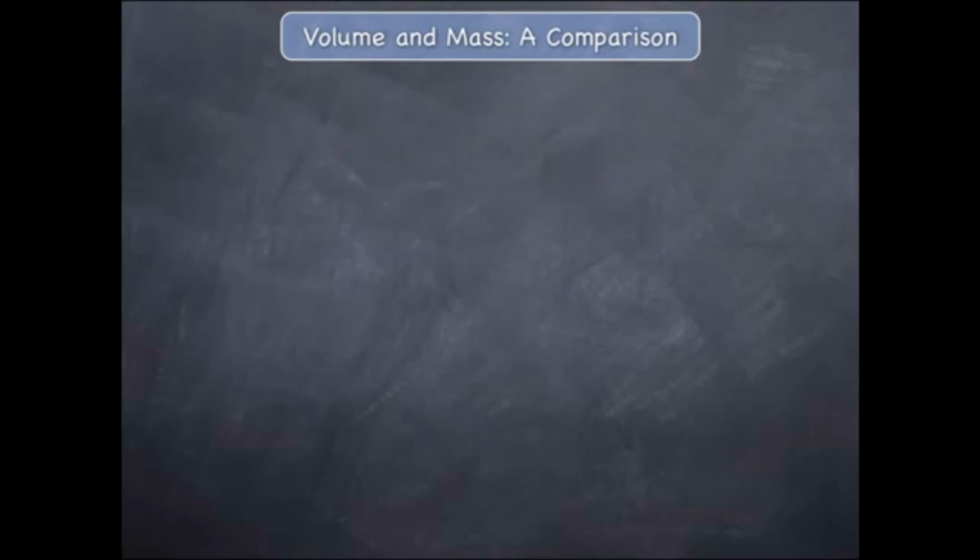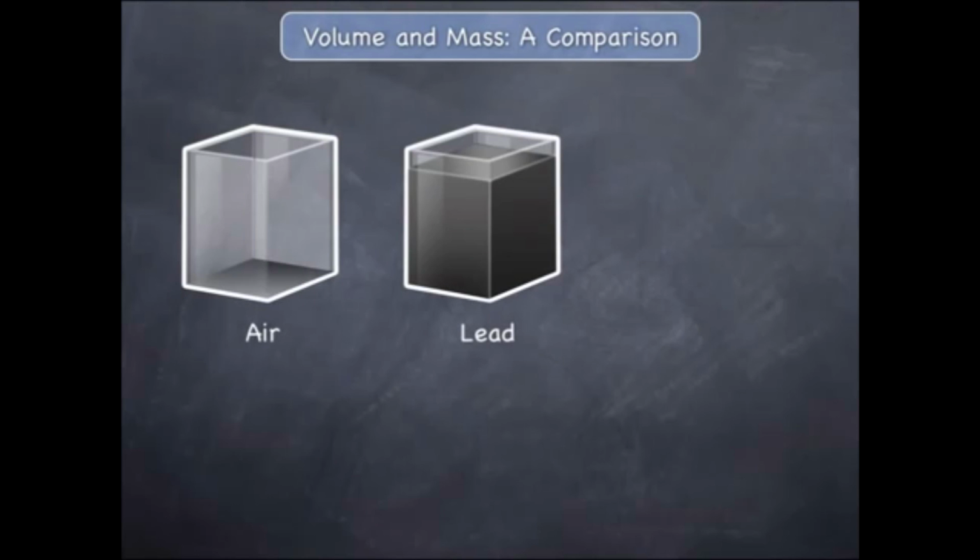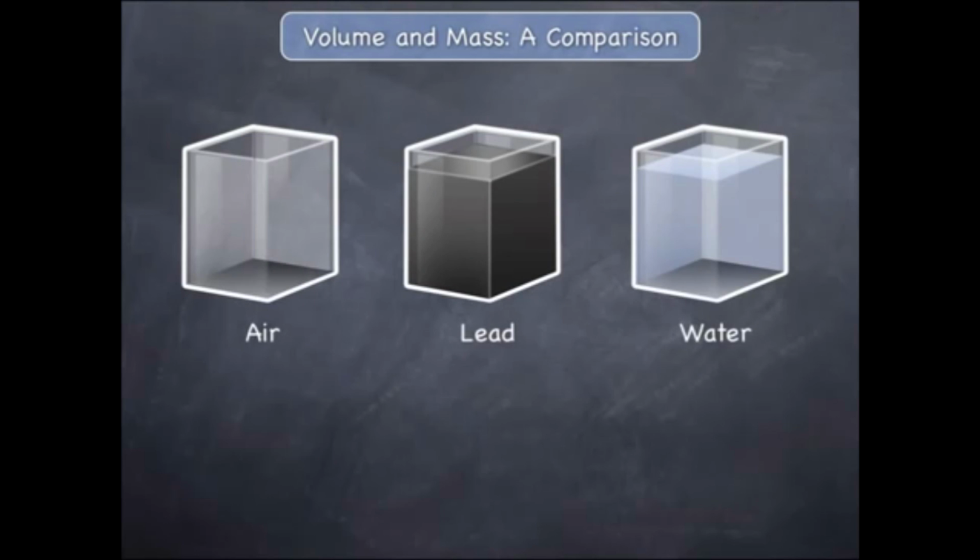Here we have three 1-liter containers. Each one has three completely different substances. The first one contains a liter of air, the second contains a liter of lead, and the last one contains a liter of water. As you can see, they all have the same volume because the shape of each container is the same. Now, let's talk about the mass of the containers.